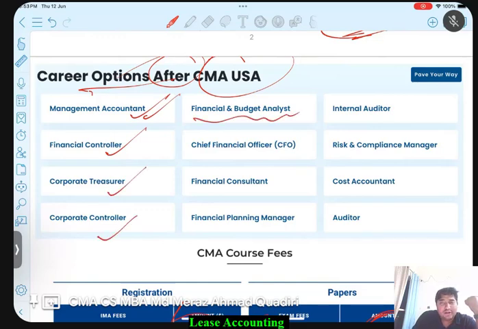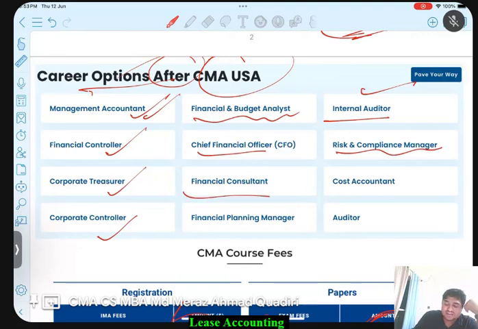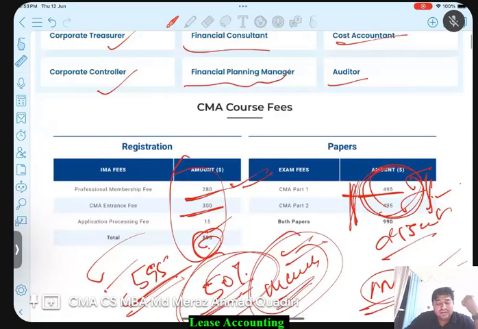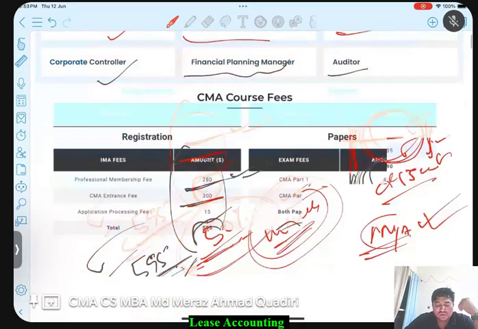FP&A analyst and budget analyst, internal auditor, risk compliance manager, CFO, finance consultant, cost accountant, auditor, and financial planning manager. So these are the career opportunities when you finish your CMA.